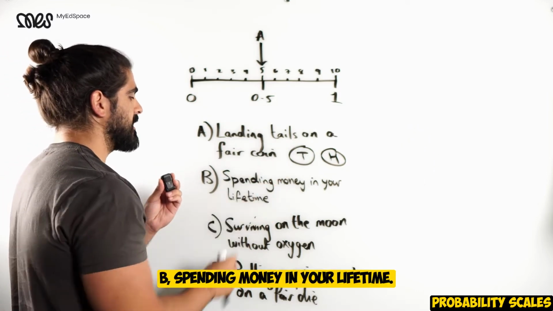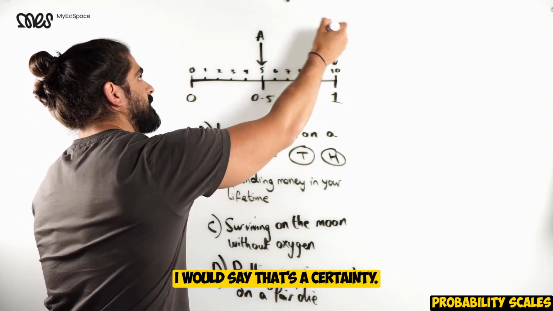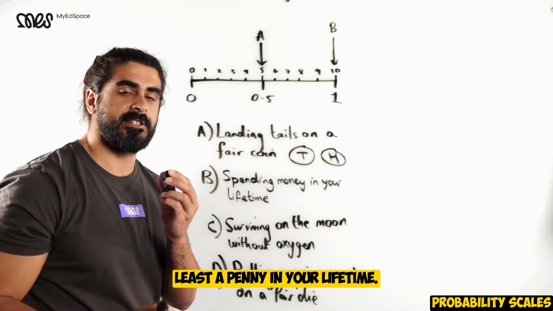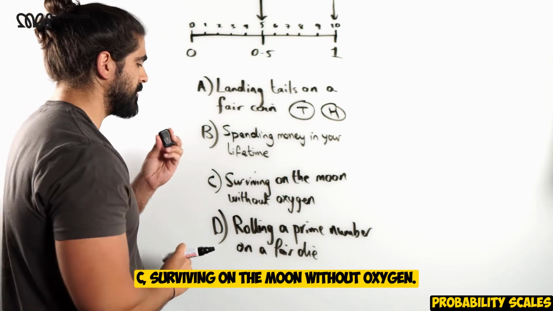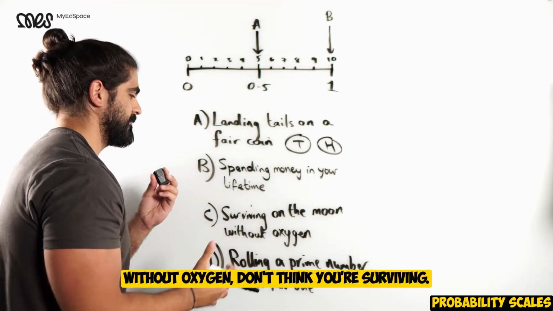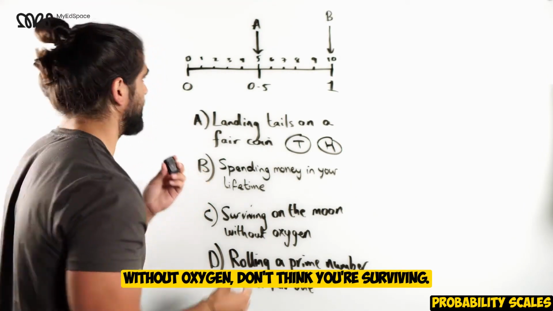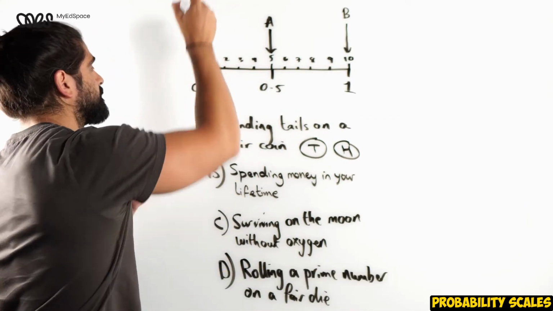B, spending money in your lifetime. I would say that's a certainty. You're definitely going to spend at least a penny in your lifetime. C, surviving on the moon without oxygen. I don't know about you guys, but, without oxygen, don't think you're surviving. This is a clear, impossible situation.